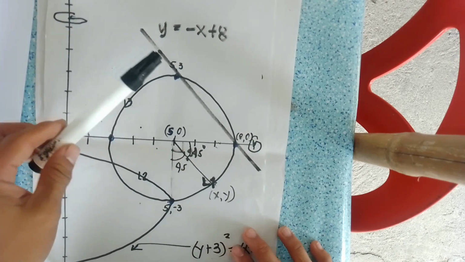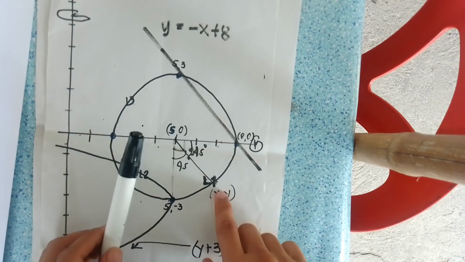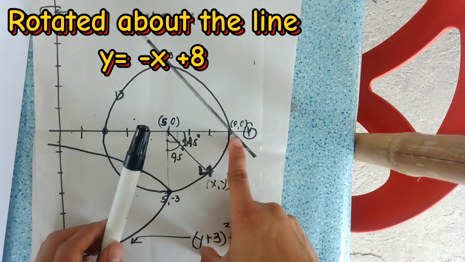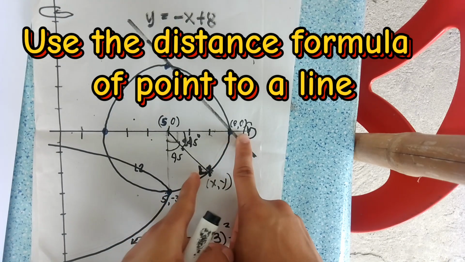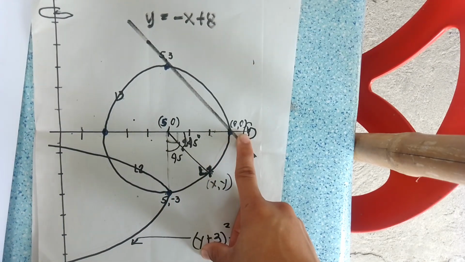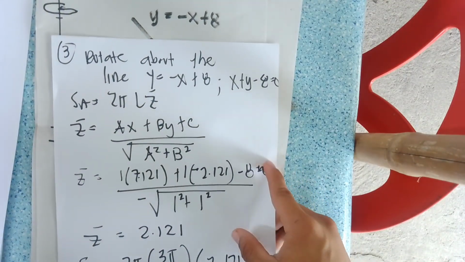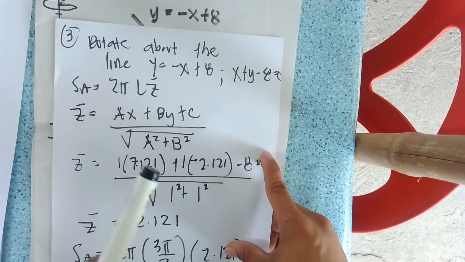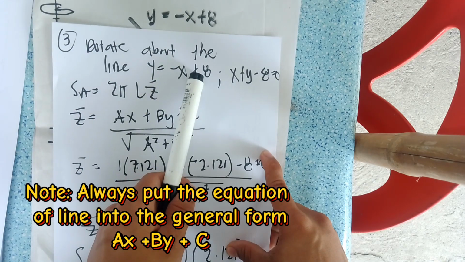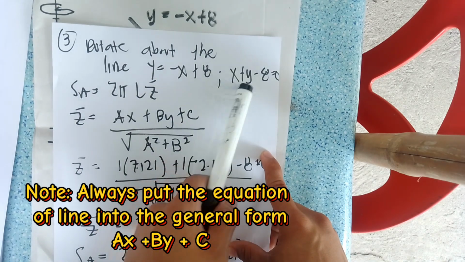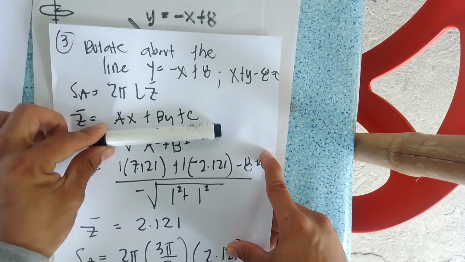So now let's try to rotate this within this line. So we have the centroid here and we have the line here. So we'll use the distance from point to a line formula. So to get the surface area, so we have try to rotate about the line y is equal to negative x plus 8, or in short, just simply transpose it ang x sa piyak ng y nga mag-form ta na sa mo dyan.